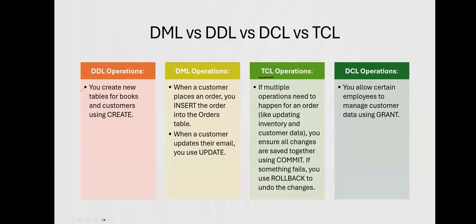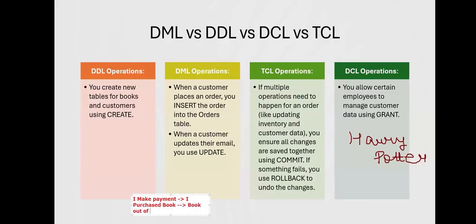So let us see here. Okay. Let us say there is one book that is Harry Potter, right? Harry Potter. And what is the transaction here? Transaction is I make payment, then it means I purchased the book, which means that book is out of stock. This is the transaction here. The transaction is clear.